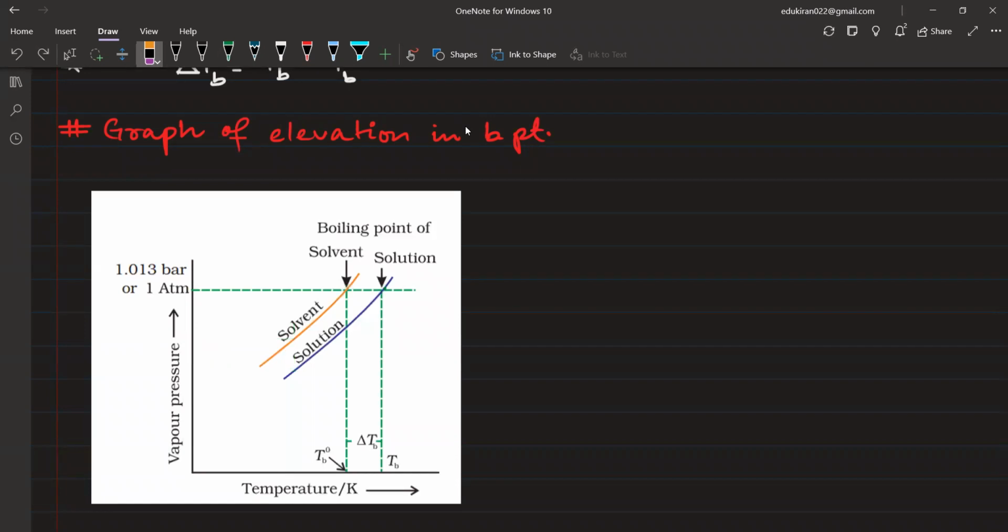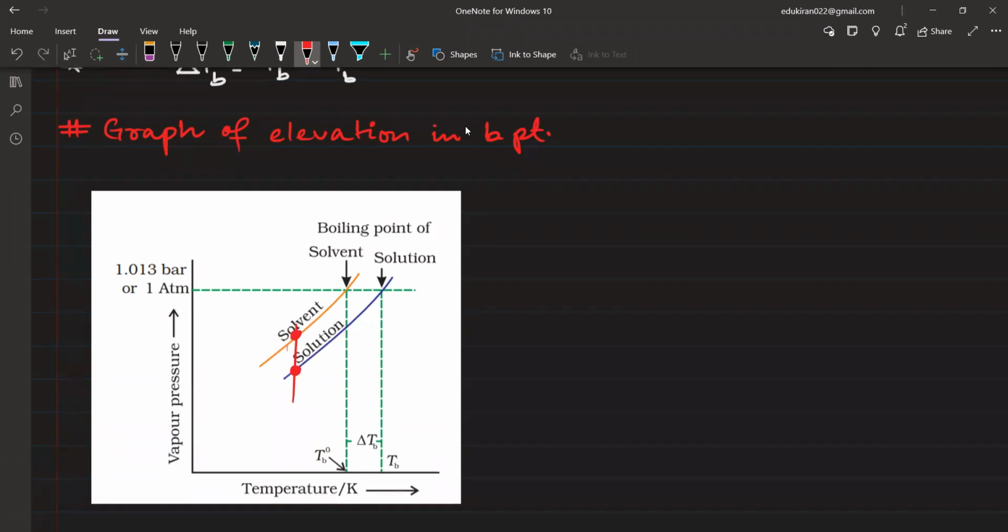Please draw this graph. If you don't understand this graph, please let me know. But I hope, पहले आपको क्या देखना है? किसी एक temperature पे देख लीजिए दोनों का, solvent and solution का. So obviously solution का क्या होगा? Vapor pressure कम होगा, solvent का ज़्यादा होगा. Why? Because solution will experience a decrease in vapor pressure on addition of non-volatile solute.